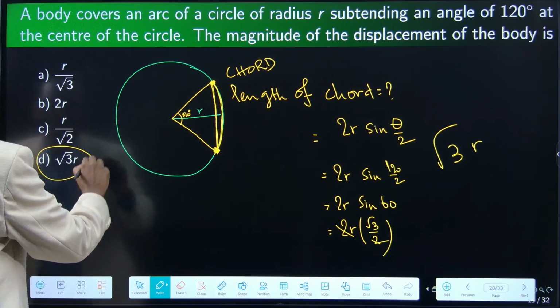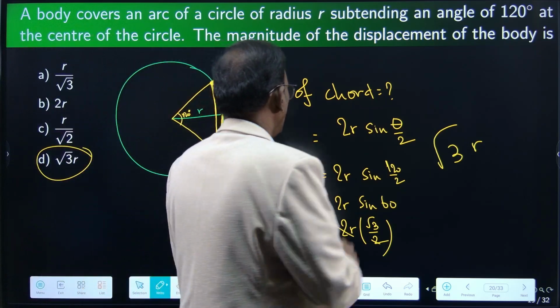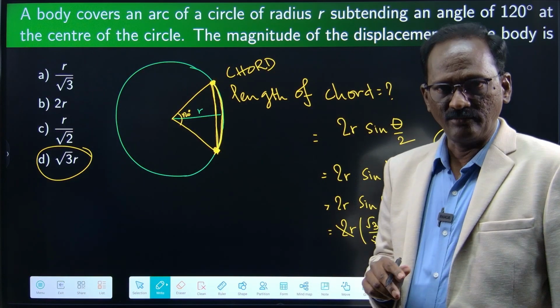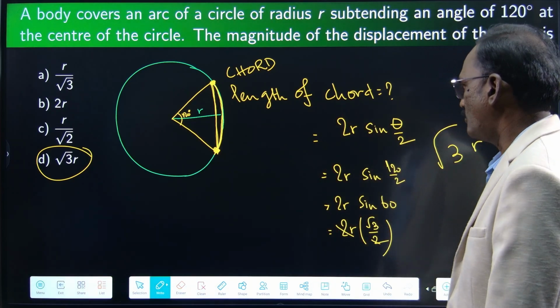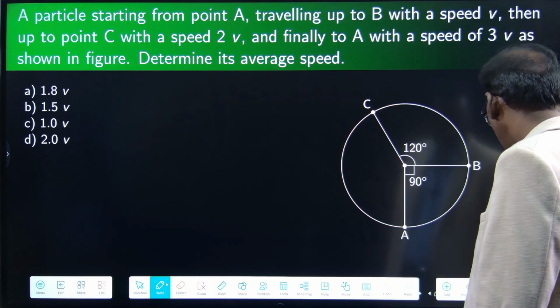Root 3r, option D. Yes. The length of the chord formula you must remember to solve this problem. Next problem.